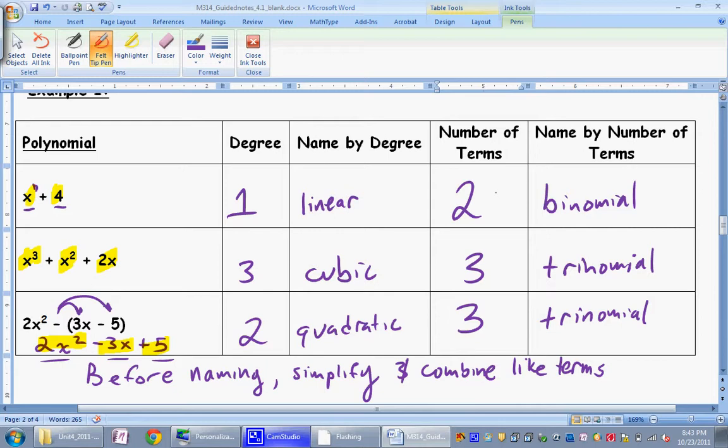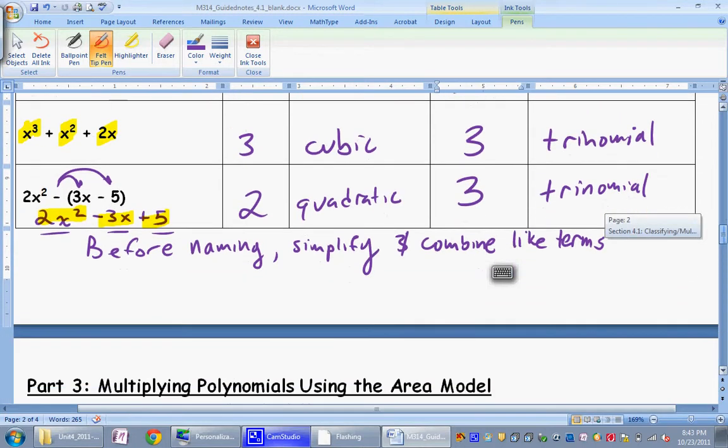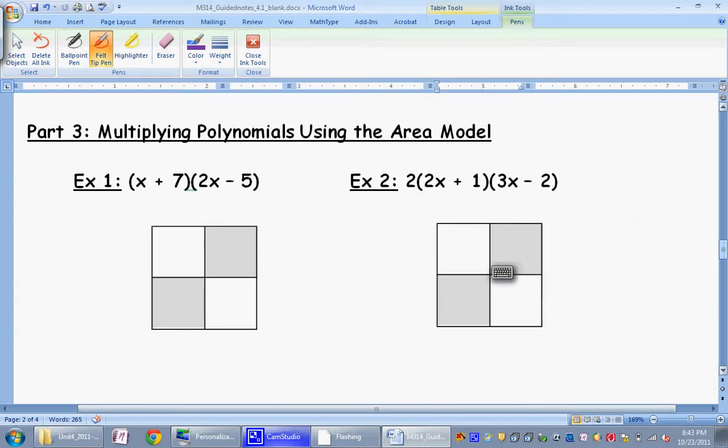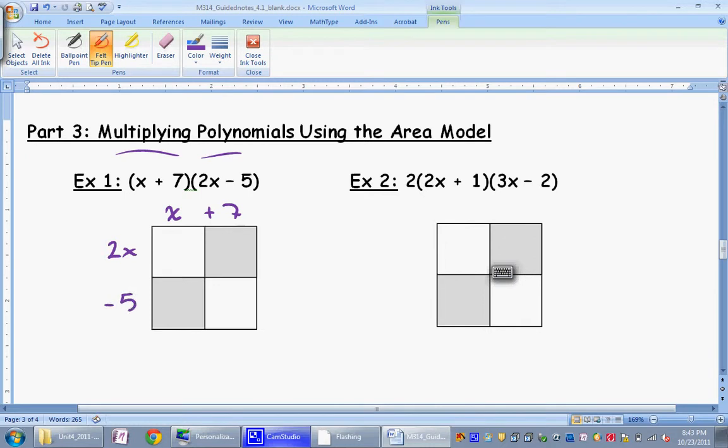Okay, this next thing might seem a little new to you. This may or may not be something that you did in your last class, multiplying polynomials using the area model. Essentially, we're going to use our knowledge about finding the area of rectangles to be able to multiply together x plus 7 and 2x minus 5. We're not using FOIL right now, if you remember FOIL. So let's see, x plus 7 times 2x minus 5. What I'm going to do first is x and 2x.